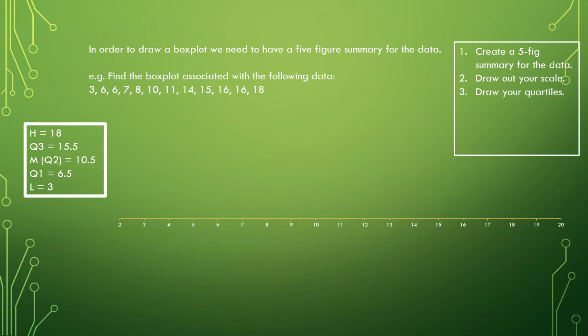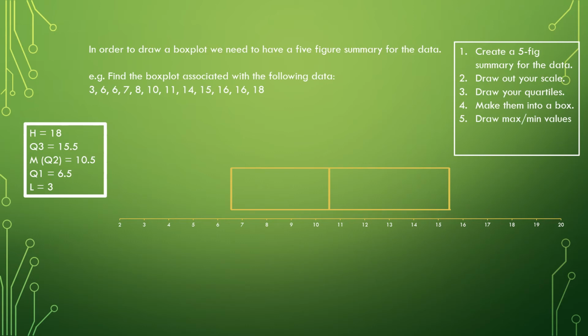Next thing we're going to do is draw on our quartiles. So from the 5-figure summary, I've got a quartile at 6.5, another one at 10.5, and a final one at 15.5. So all I'm going to do is mark them on just above my axis. And once I've got my 3 quartiles marked in, I'm going to make them into a box. And so I'm just going to join them up like that, creating a wee box. So I've got 3 of my 5 things on my graph.